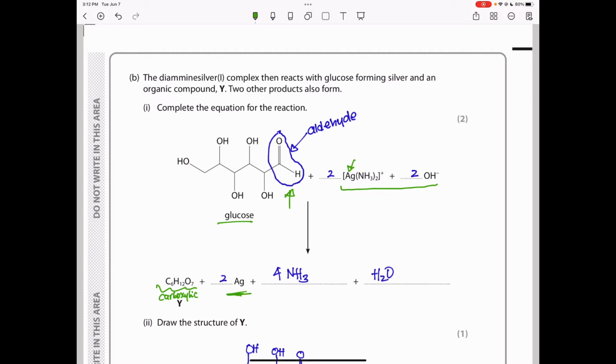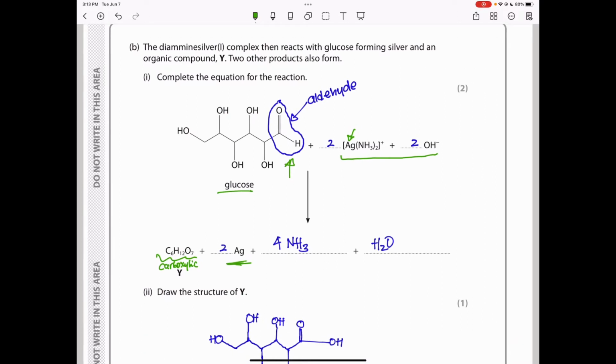So we know ammonia is going to be kicked out, and then we know water is going to be produced. So this part here is some equation you can know from theory. You shouldn't have known the carboxylic acid that is going to be formed or the structure of glucose, but at least you should know that when silver nitrate in the presence of alkali is reacted with something with an aldehyde group, at least we should form silver and a carboxylic acid. This is a redox reaction. So as I balanced here, you can see we have 1, 2, 3, 4, 5, 6 oxygens, but here we have 7 oxygens.